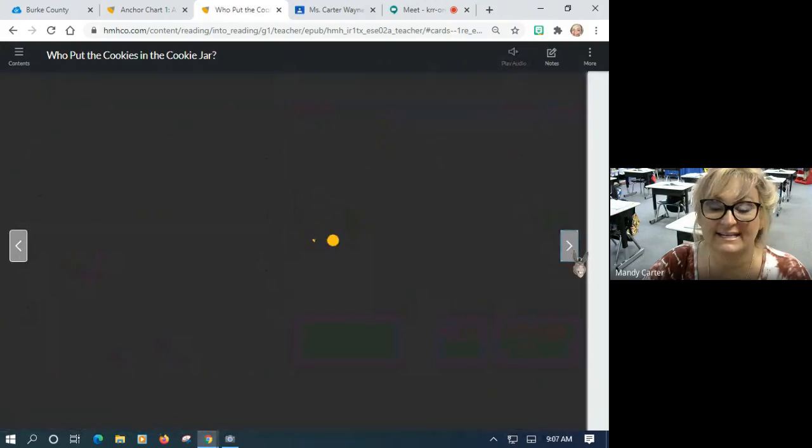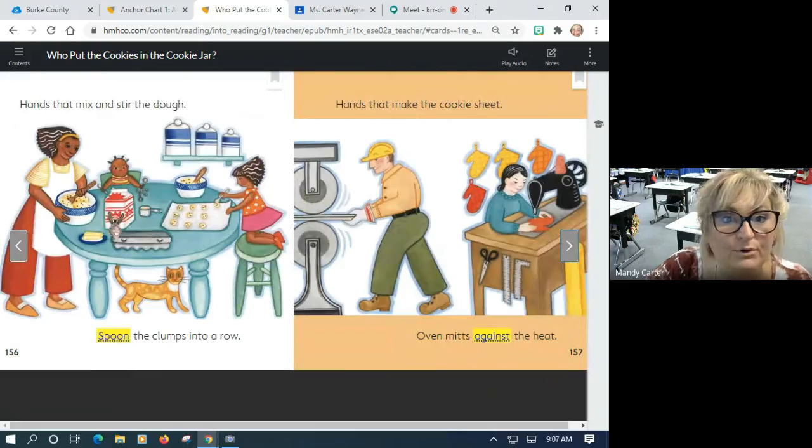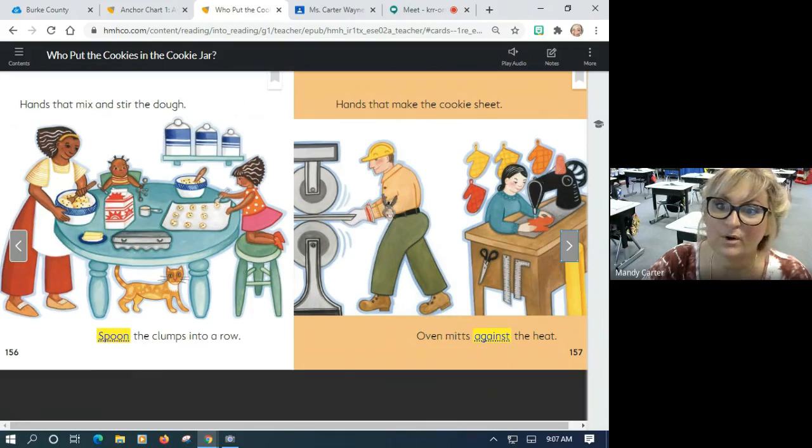Take a look at the next page. We're just kind of previewing. Look at what the people are doing on this page. I wonder what this man is making. I wonder what this lady is making. Lots of different people, aren't they?